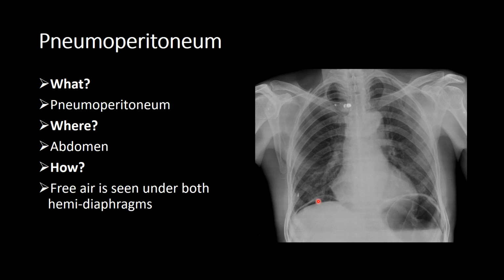So we can clearly see the air trapped under both hemidiaphragms. So what is it? It's a pneumoperitoneum, where we have free air seen under both hemidiaphragms.